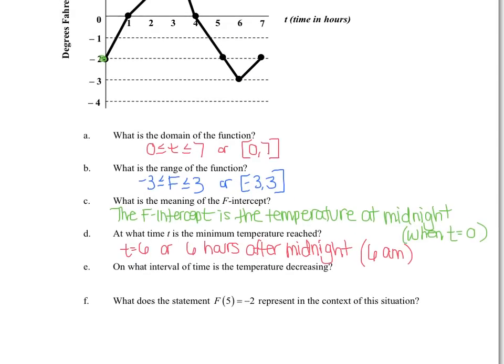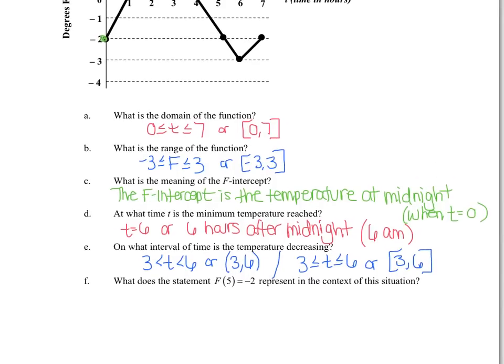Now, I usually don't include those points, 3 and 6, because I think at those points they're neither increasing nor decreasing. So I would say 3 is less than t is less than 6, or I could write it as (3, 6) with parentheses instead of brackets because they don't include them. But you wouldn't lose points if you also wrote 3 is less than or equal to t, which is less than or equal to 6, or [3, 6] in brackets. Either answer is acceptable.